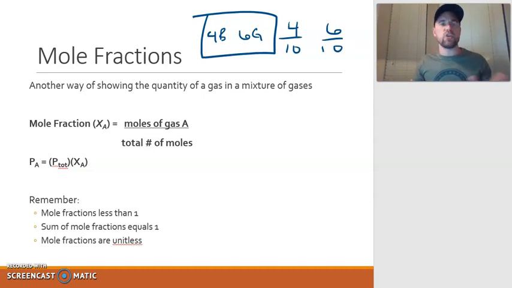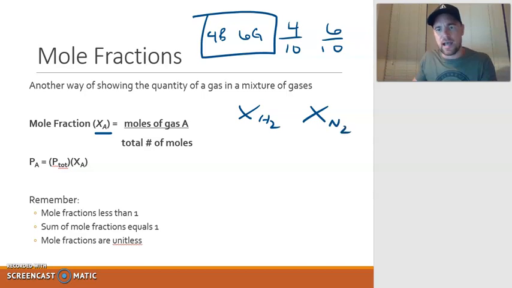In the same way, when you're mixing different gases together, each gas has its own fraction. We call that a mole fraction. This is just another way of showing the quantity of a gas in a mixture of gases. So first of all, for the mole fraction, I want you to notice what the symbology is. It's an italicized X and then sub whatever the gas is. Generically, you would say sub A, but we could ask what's the mole fraction of hydrogen gas? What's the mole fraction of nitrogen gas? So on and so forth. But the idea is very simple.